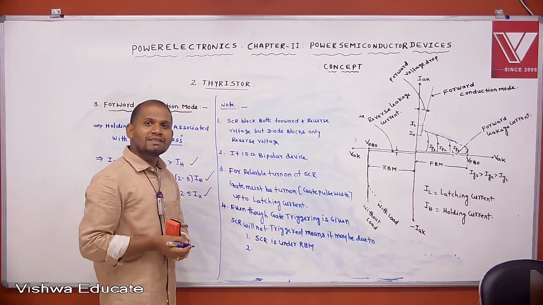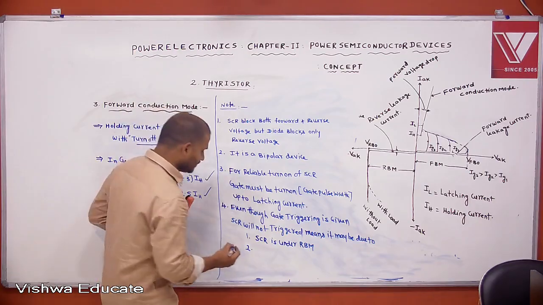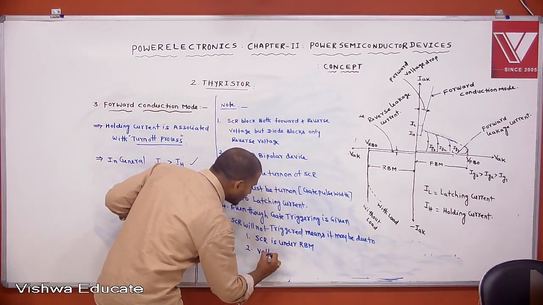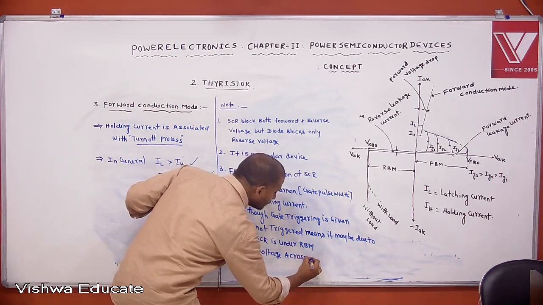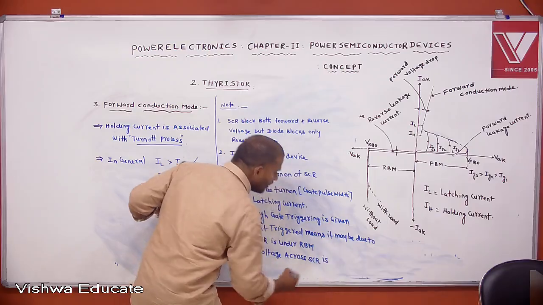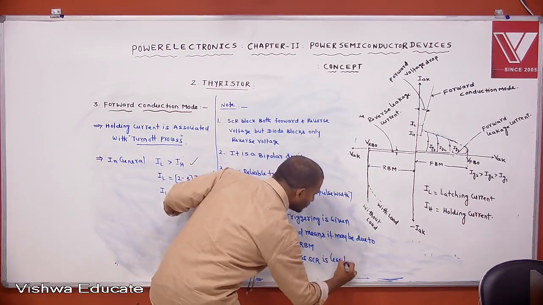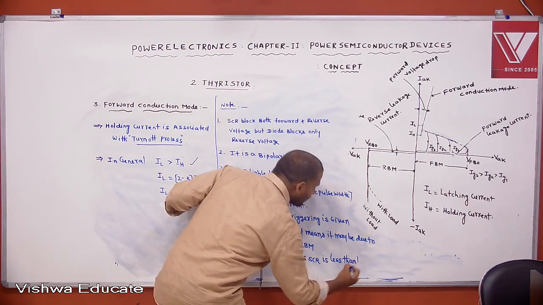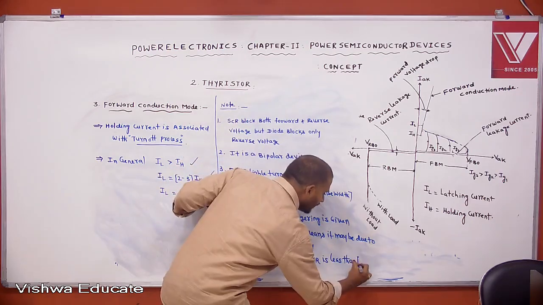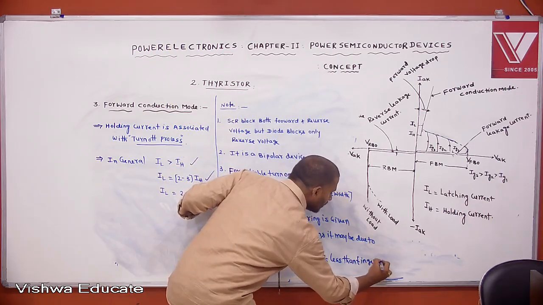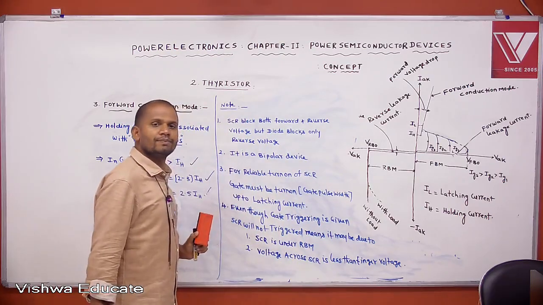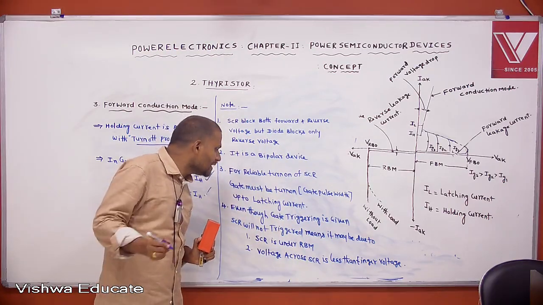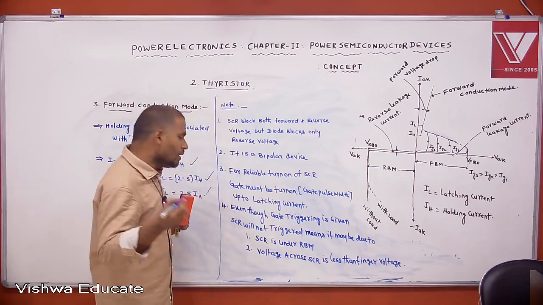Voltage across the SCR is less than the holding voltage. That is not sufficient forward voltage. If it is not triggered, maybe due to these reasons. Voltage across SCR is less than holding voltage. You tell me another reason.